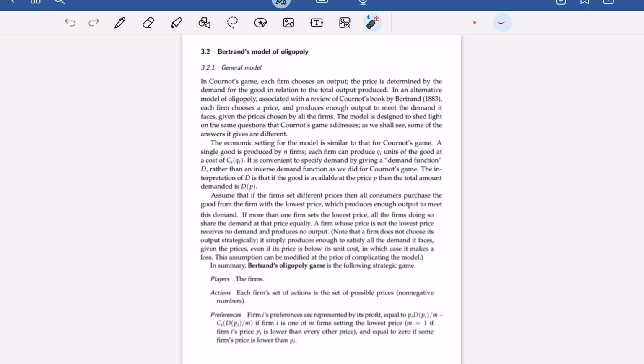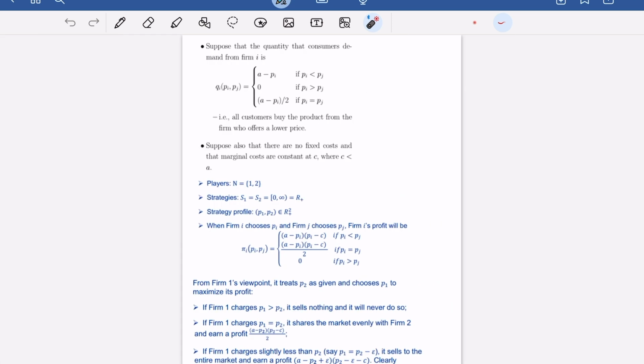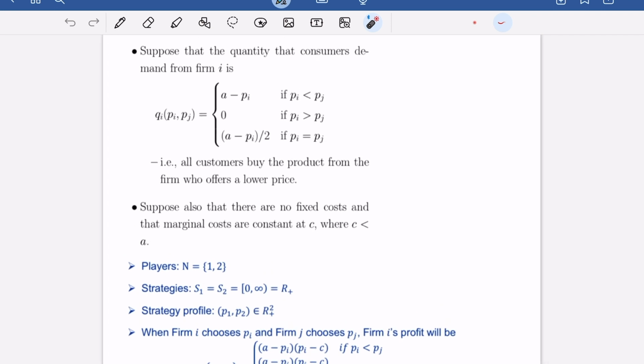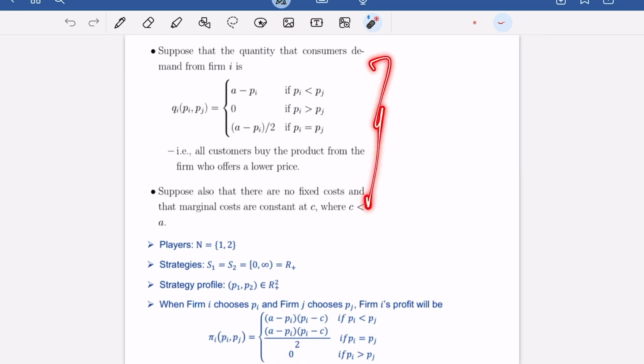So in this case, we suppose that the quantity that the consumers demand is the following. When your price is less than your competitor's, then you are able to produce alpha minus Pi. If you are greater than your competitor, then no one comes to you, so you produce nothing. And if you're the same, then you share the market. I hope that's easy to understand in the two-person case.